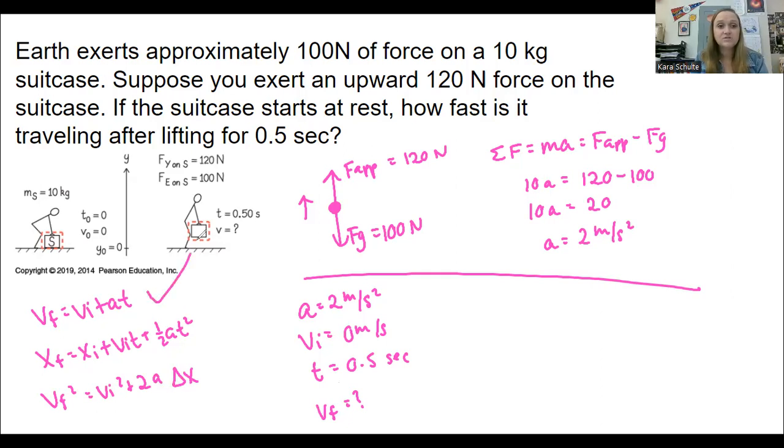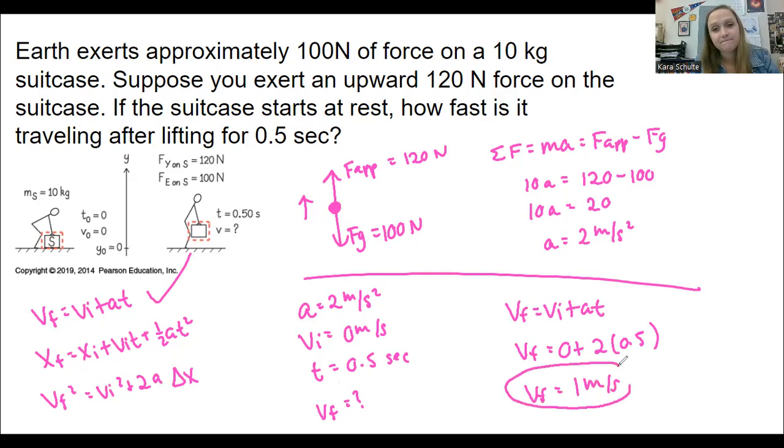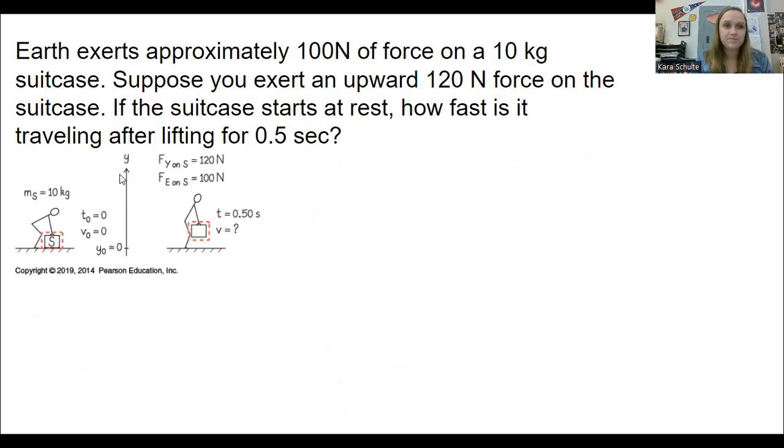Looking at my knowns, I can use the first kinematic equation. So I'm going to say VF equals VI plus AT. We're solving for how fast our object's going. So I'm just going to plug in what I have, which gives me a final velocity of 1 meter per second. So after I've lifted my suitcase for a half second, I get 1 meter per second of velocity. All right, one more example for you. Again, we're going to go another level deeper.